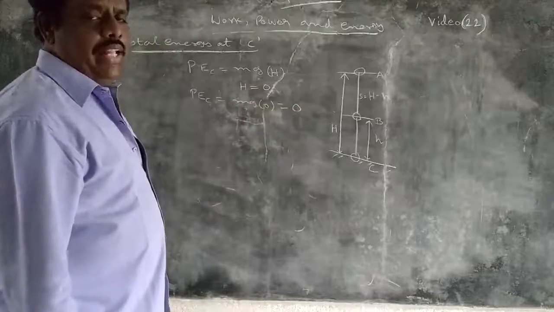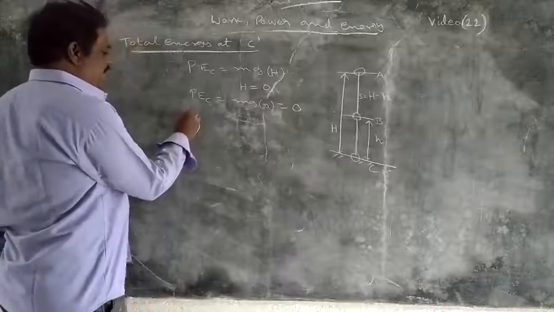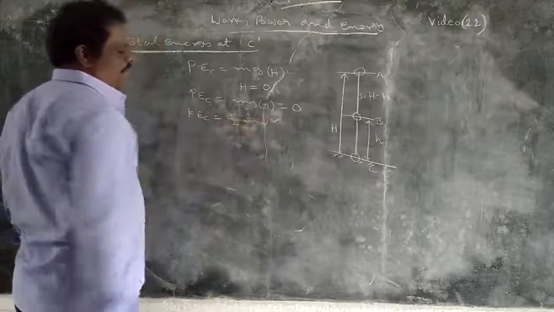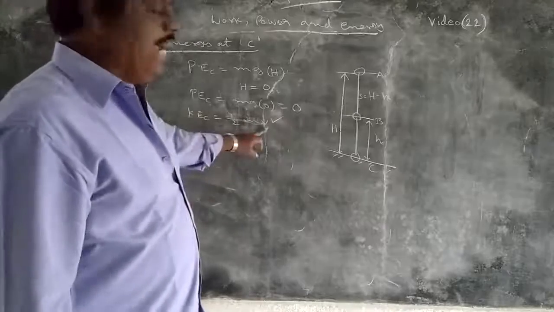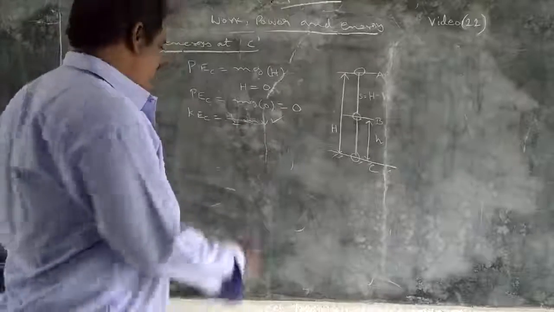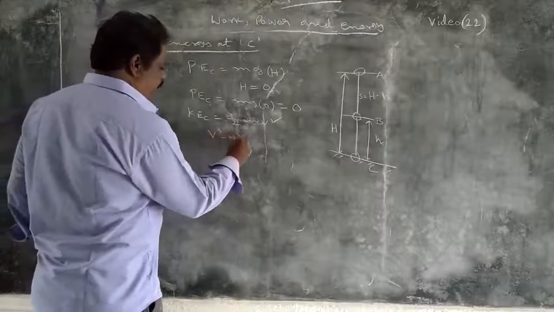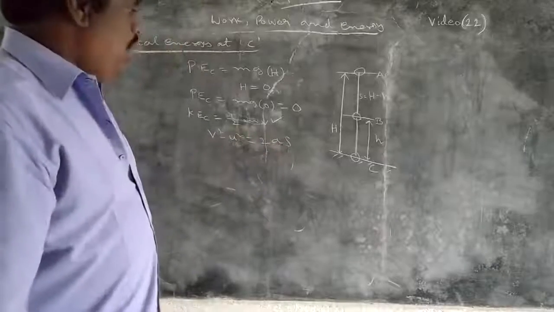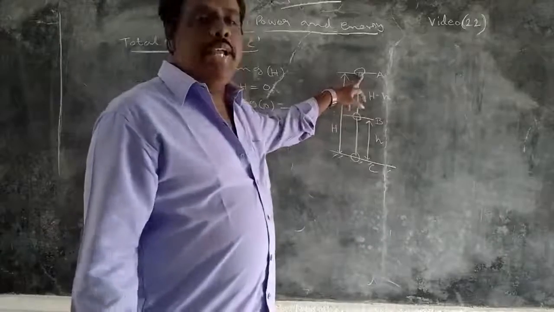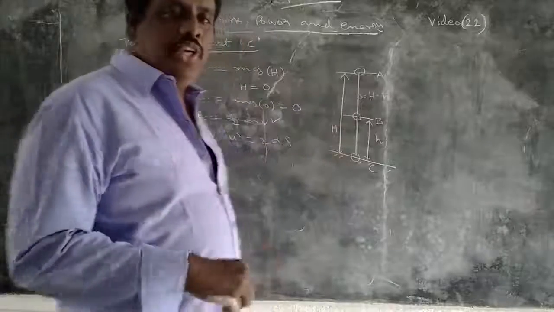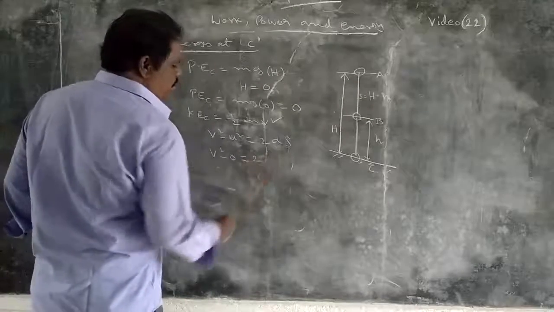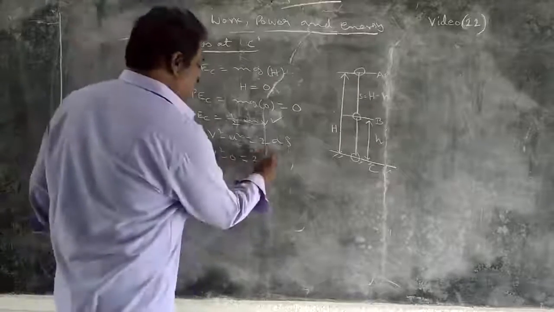Then how do you calculate the kinetic energy? Kinetic energy at C. The kinetic energy formula is half mv square. How do you calculate the velocity? From equations of motion, v square minus u square is equal to 2as. For all freely falling bodies, initial velocity will be 0. So v square minus 0, and a should be replaced with g.